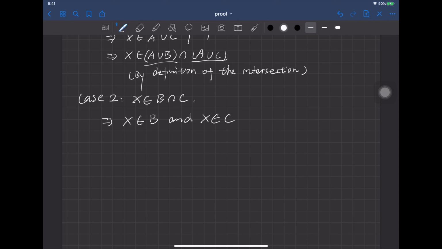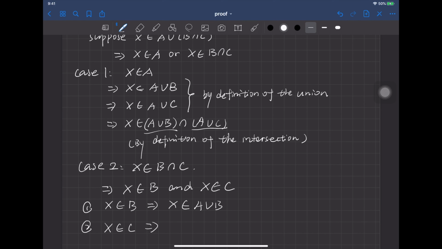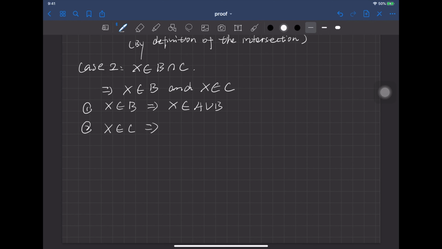From this one, we also have two cases here. If X is an element of B, then X is an element of A union B. This is by the definition of the union. And also, if X is an element of C, then we have X is an element of A union C. So these two are also by the definition of the union.